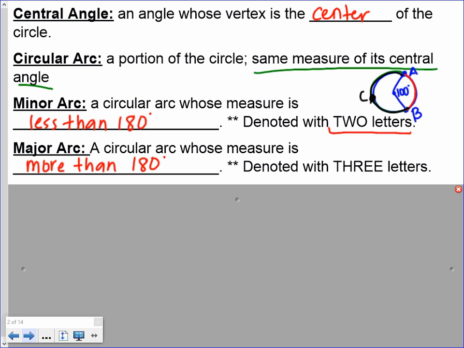So typically minor arcs, the ones that are less than 180, are with 2 letters, so that we can differentiate between the major arcs going the other direction, which typically have 3 letters. And you'll kind of see that in effect in a second.